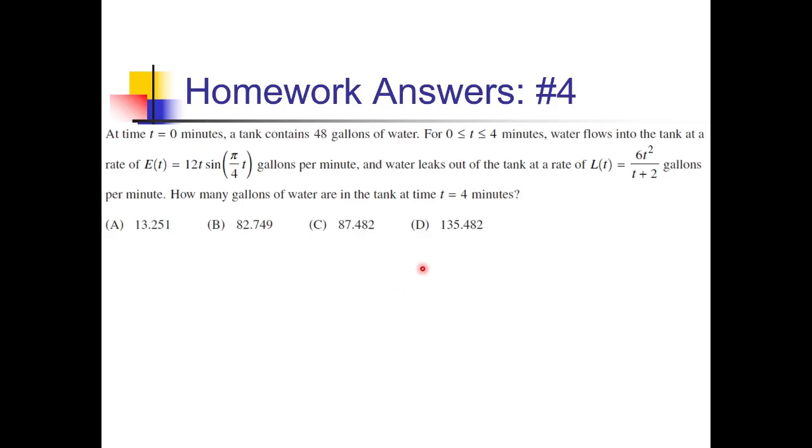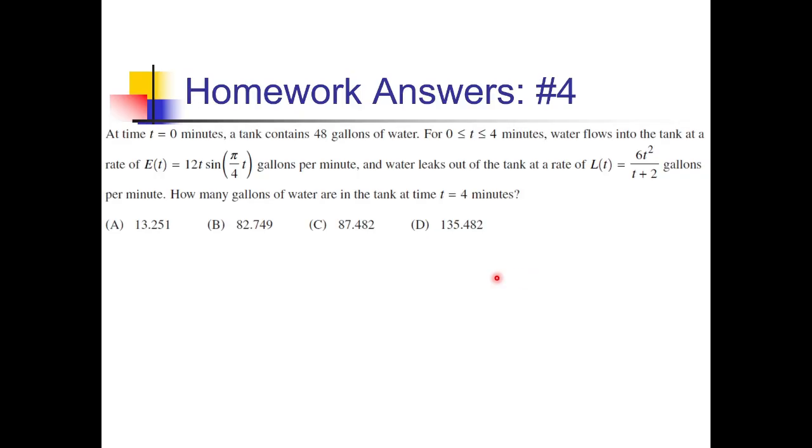For this calculator-based problem, we're told that at time 0, a tank has 48 gallons of water, and then from 0 to 4 minutes, water flows in at a rate given by this E of t function in gallons per minute, and leaks out at the rate given by this L of t function. We want to know how many gallons of water are in the tank at time 4 minutes.